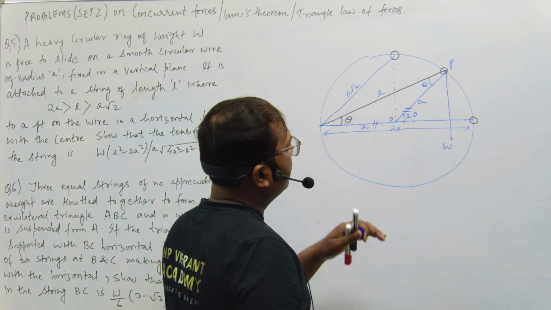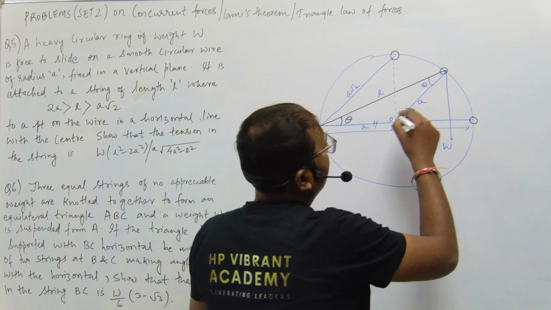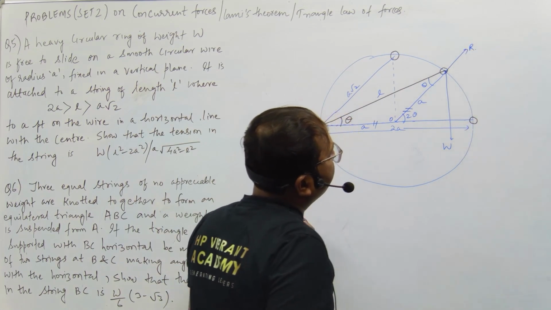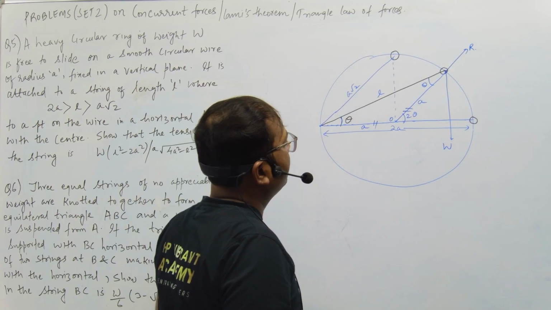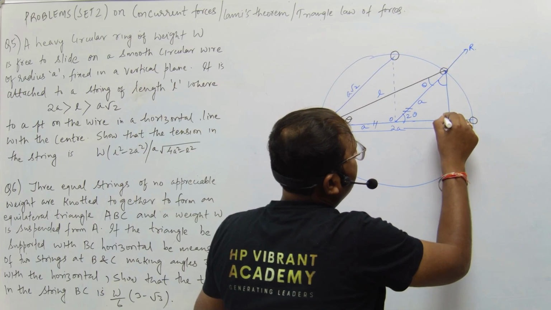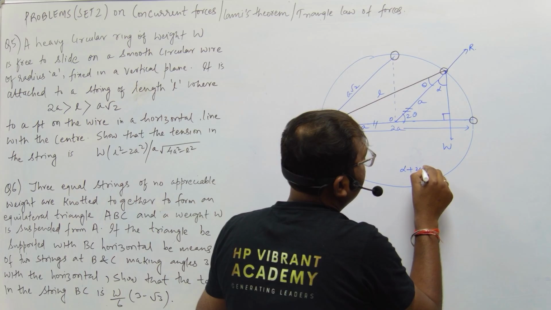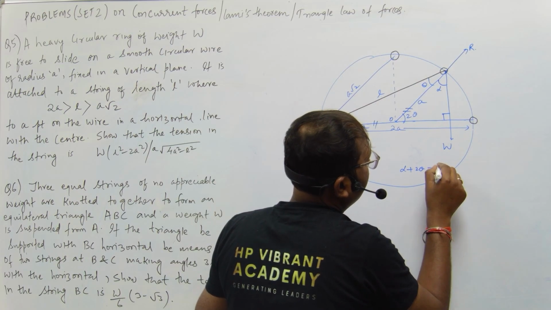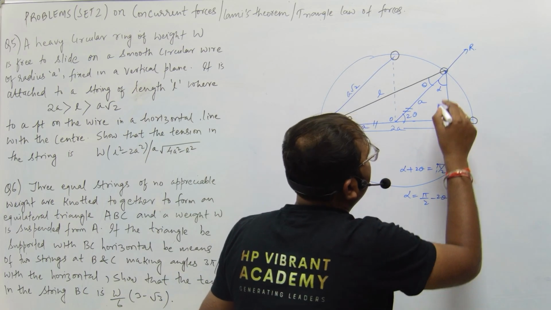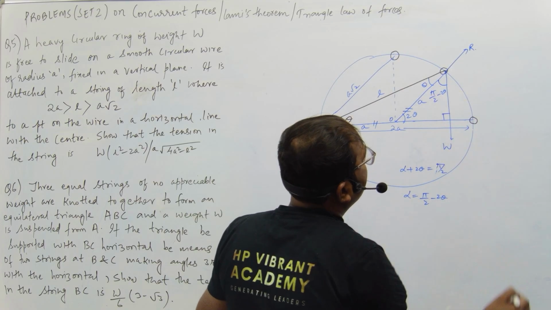Now let R be the reaction. The reaction will be along the radius. This angle is theta and this is 2 theta, and this is 90 degrees. Let us consider this angle as alpha. So alpha plus 2 theta is equal to 90 degrees, that is pi by 2. So alpha is equal to pi by 2 minus 2 theta.